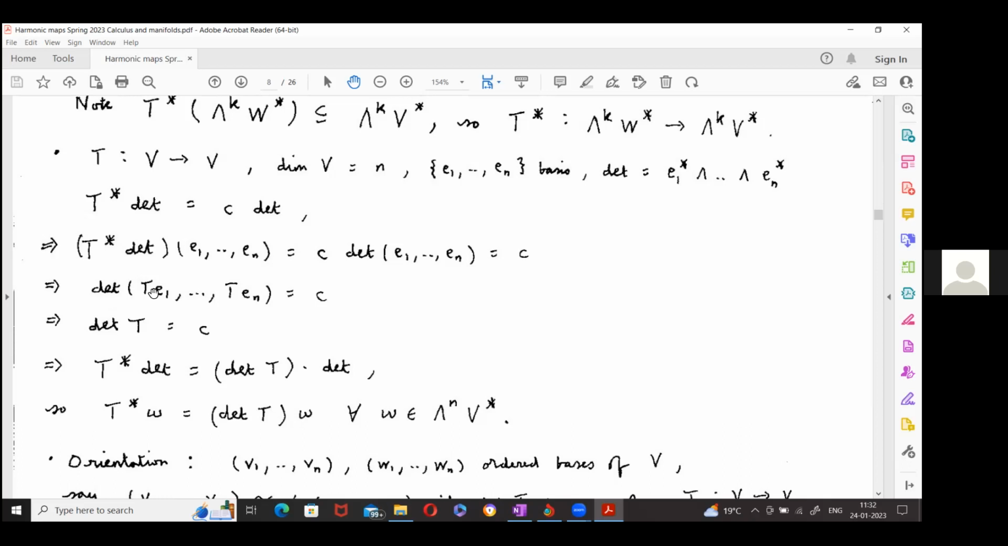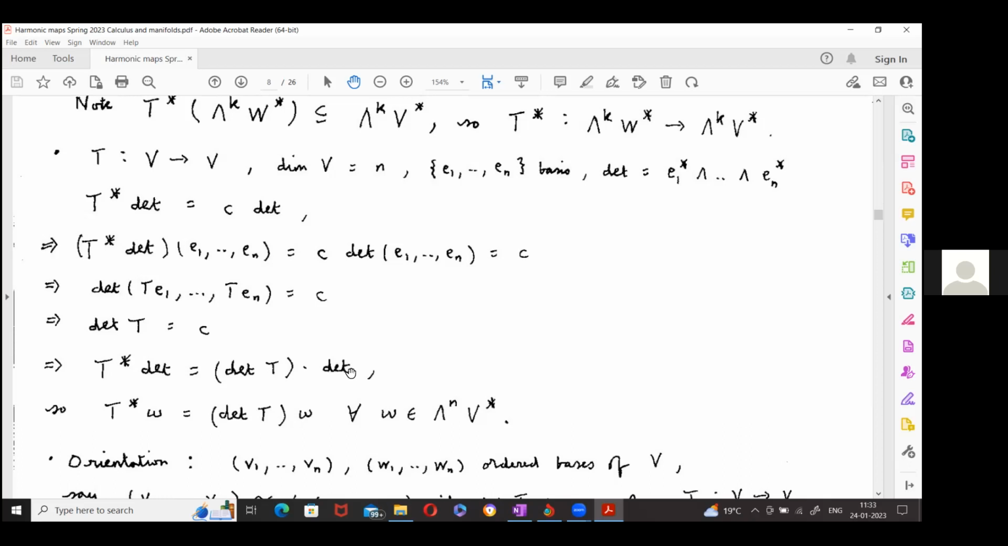Yes, what is this det acting on TE1 to TEn? That means you take the matrix, you express each of these vectors TE1 to TEn with respect to the basis E1 to En. That gives you a matrix. That matrix by definition is the matrix of the linear map T with respect to the basis E1 to En, right? Then you take its determinant. So that is by definition the determinant of T, right? The linear map T. Is this clear? Okay. So therefore, T star pulls back the determinant to determinant of T times the determinant.